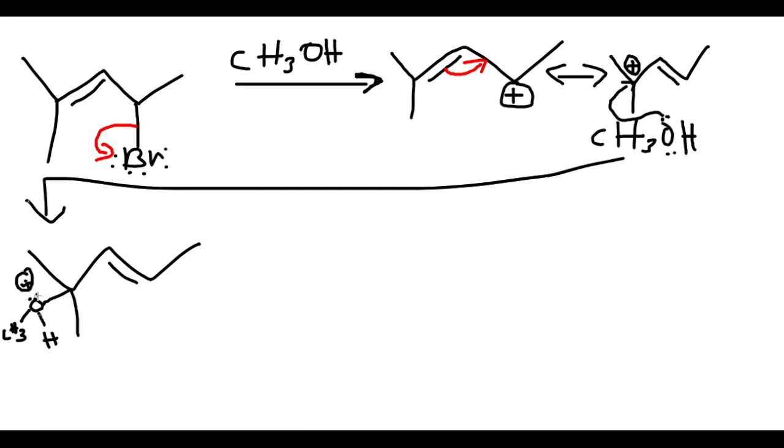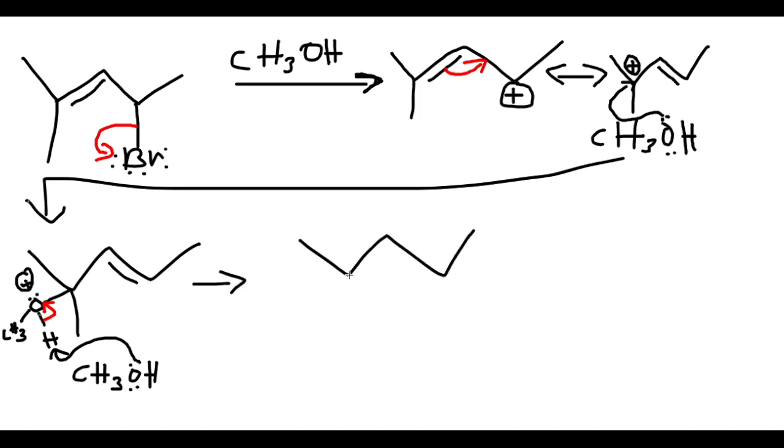Now from here, oxygen has a positive charge. Now, to remove this positive charge, we must bring another methanol. So we have the CH3OH. The oxygen goes and grabs the hydrogen. The hydrogen gives off the electrons to the oxygen. And so from here we get a final product of OCH3, plus the double bond here. And so this is our final product.